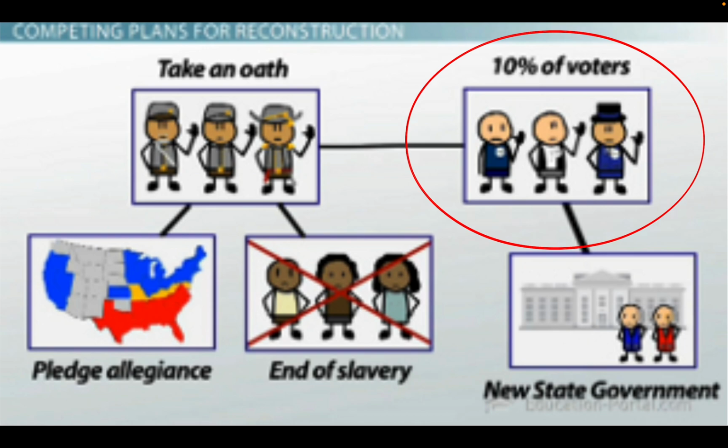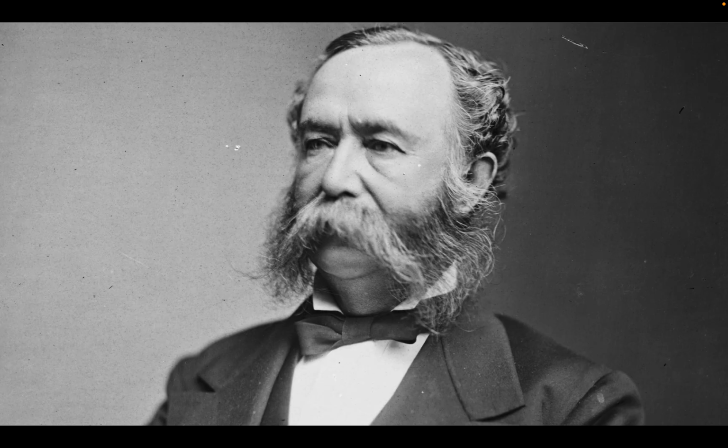The 10% plan was published by Lincoln in 1863. Southern states must ratify the 13th Amendment, discard the right of secession, and have 10% of voters from each Southern state take an oath of allegiance to the U.S. Radical Republicans objected to Lincoln's plan, saying that it was too lenient and did not go far enough to protect the rights of newly free slaves.